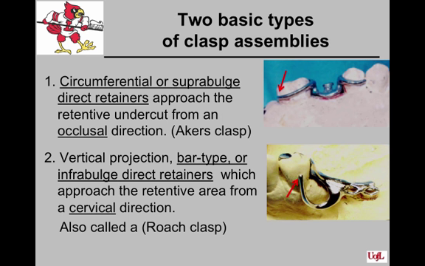Now, it may help you remember which one's an Akers and which one's a roach if you kind of picture that little eye bar as a roach clip, which I'm sure some of you know exactly what I'm talking about. A clasp assembly can be a combination of cast circumferential and bar clasp, or it could be a cast circumferential and a wrought wire, so that it can be a combination of the two.